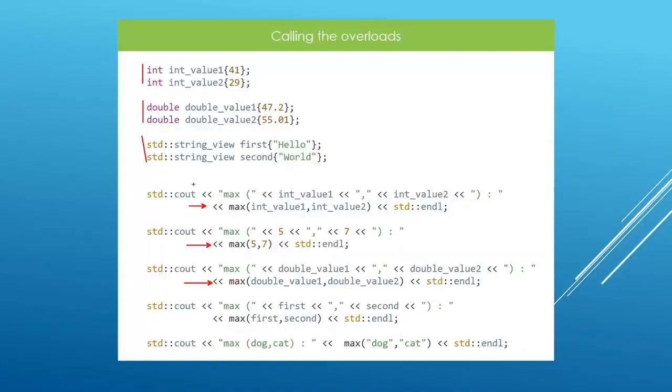And down here, we are passing in our string view parameters. And this is going to call the overload that takes string view parameters. And the last one here is going to take two string literals. String literals can implicitly convert to std string view. So our std string view overload for the max function here is going to be called. Now that we know this, we're going to head over to Visual Studio Code and play with this a little more.